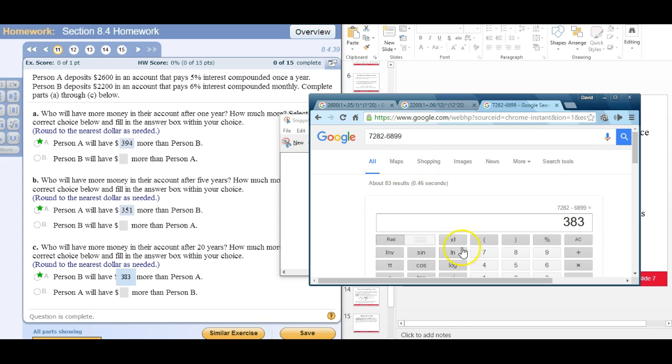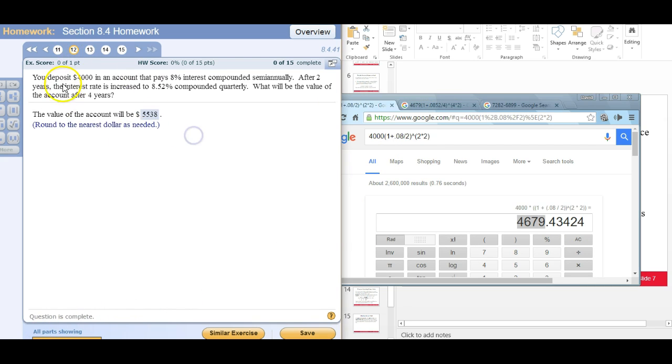So there is the 383. Alright, so we're depositing this much into an account. It pays 8% interest, compounded semi-annually. After 2 years, the interest rate bumps up, and the number of compounding times in a year bumps up. So what's the value after 4 years? So that's 2 years at this, and then 2 more at this.